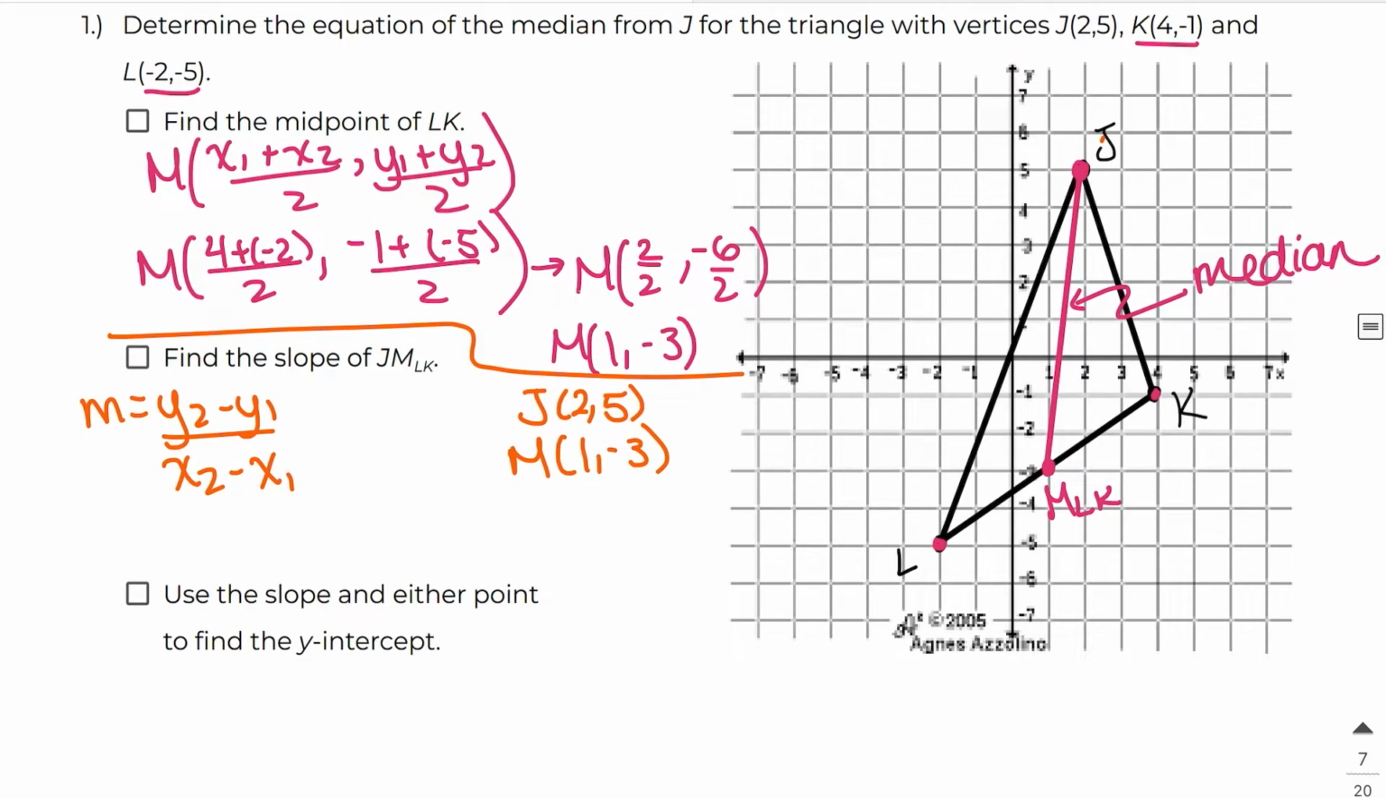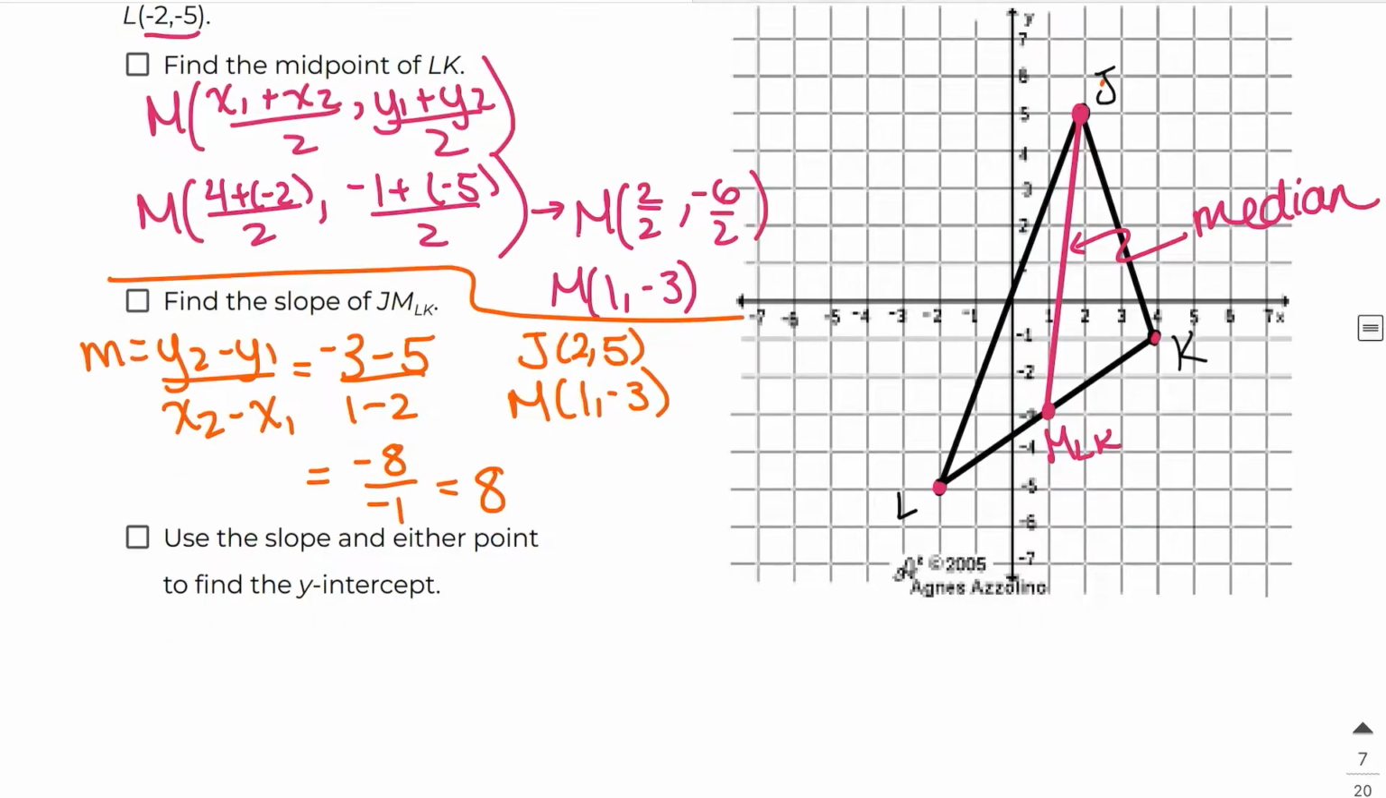So when I plug this in right here, I would get negative 3 minus 5 over 1 minus 2, which turns into negative 8 over negative 1, which is 8. So we know that the slope of this line right here is a positive 8, which should make sense to you because if I were to do the rise over the run, this went up by 8, this went over by 1.